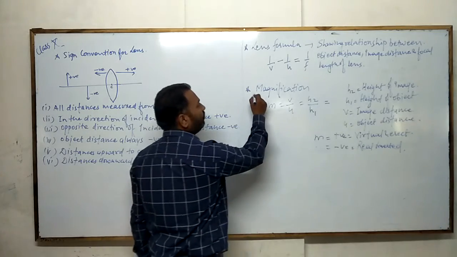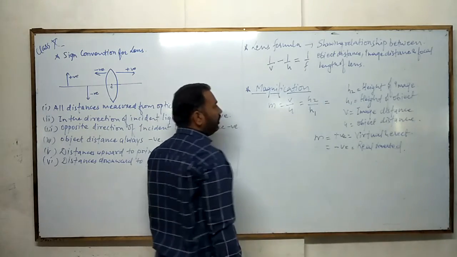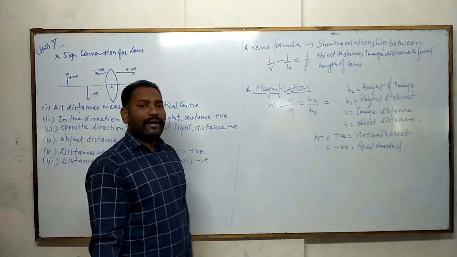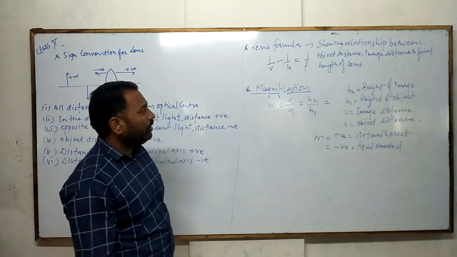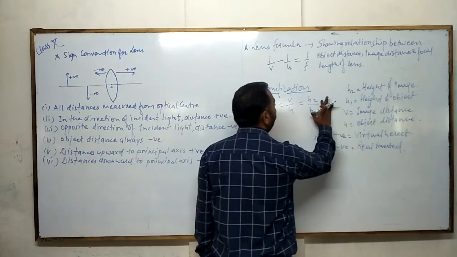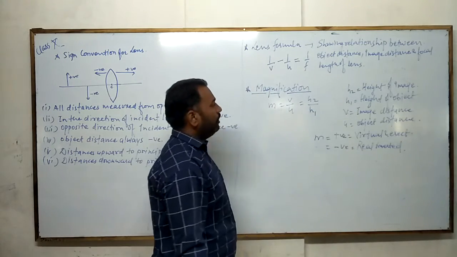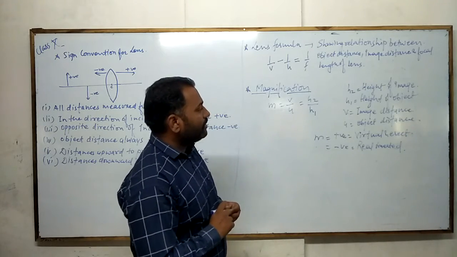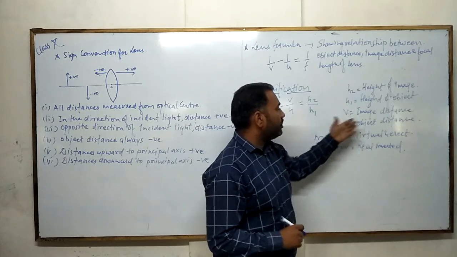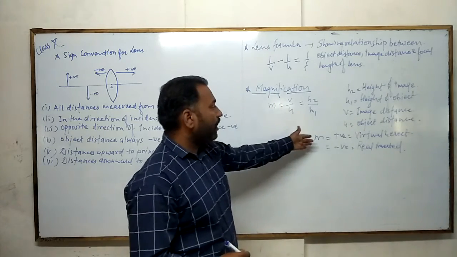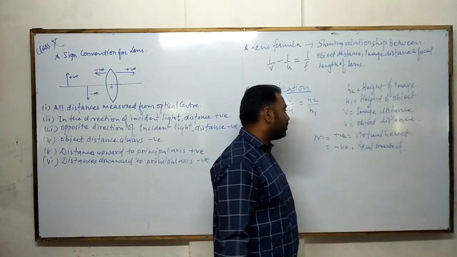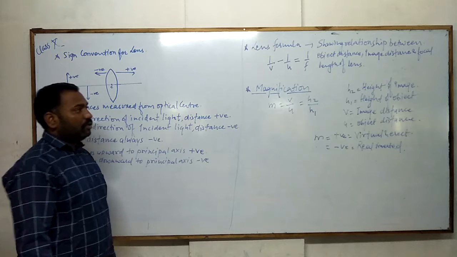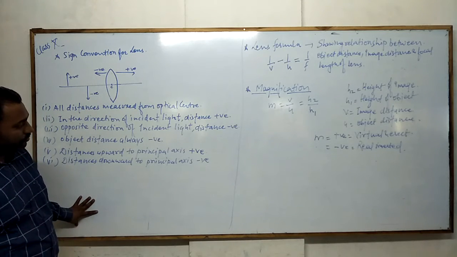Next is magnification for the lens. For the mirror you saw that m is equal to minus v/u, equal to h2/h1, and here for the lens m is equal to v/u, equal to h2/h1. So h2 is the height of the image, h1 is the height of the object, u is the object distance, and v is the image distance. If m has a positive value, then the image is virtual and erect, and if m has a negative value, then the image is real and inverted. Okay, so you have to write down these things.